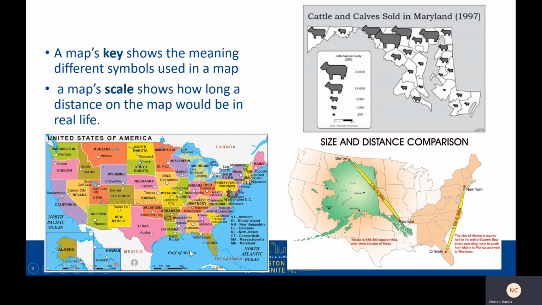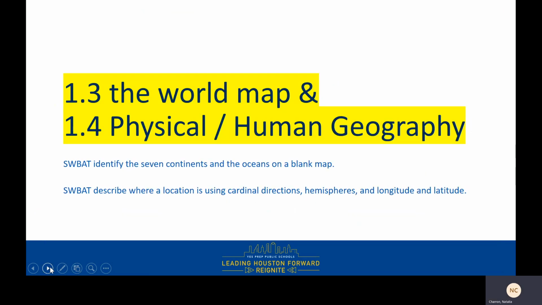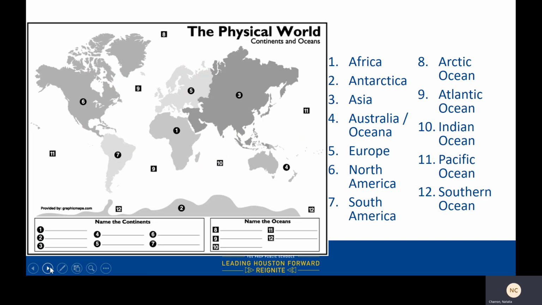One thing to note about scale is maps are flat and the world is round, so sometimes they can distort scale. They can make it seem different than it is. For example, if you look over here, as it turns out, Alaska is actually a lot bigger than it looks over here. This map maker fixed that by putting a different scale in for Alaska, but still, a thing to note. All right, 1.03, the world map, and 1.04, physical and human geography.